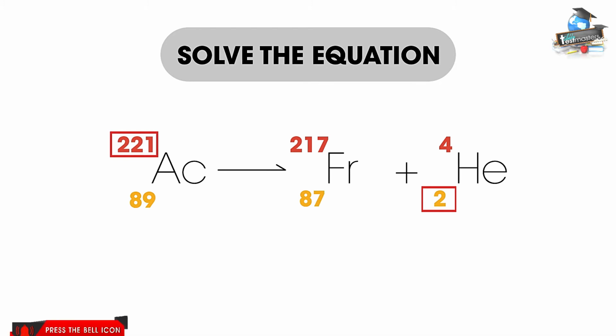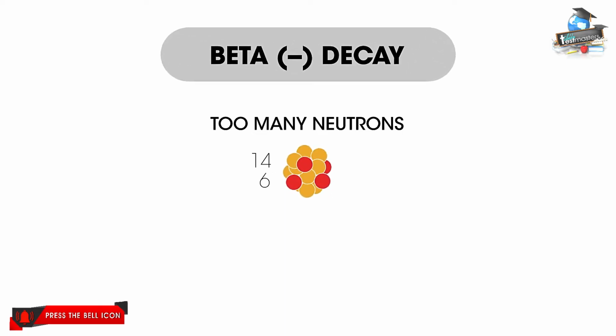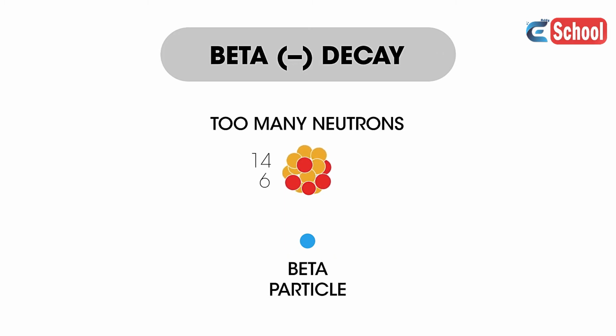How did you do? When an isotope has too many neutrons, it decays by beta minus decay. A neutron changes into a proton and an electron. The proton is retained by the atom while the electron is lost. This lost electron is high energy and is called a beta particle.